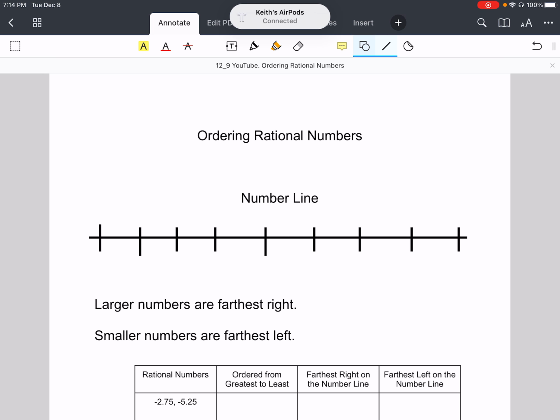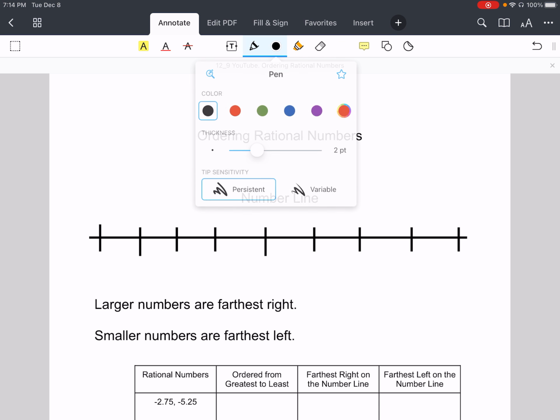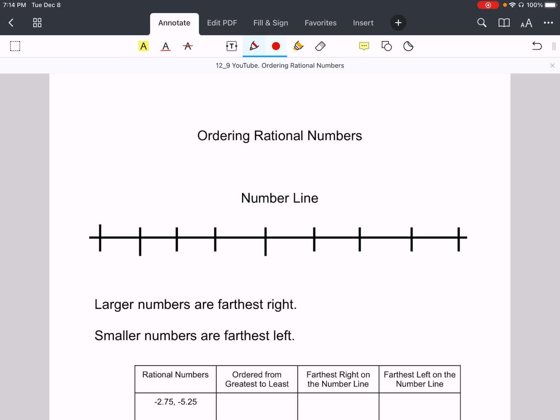All right, today's lesson, we are going to be ordering rational numbers. We have spent some time ordering integers, so those are the positive and negative whole numbers. But today we introduced decimals and fractions in the positives and negatives. So I have started us out with a number line, and I couldn't make the number line too big, but we should be able to get the point.